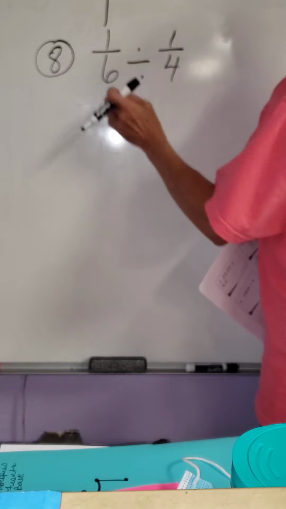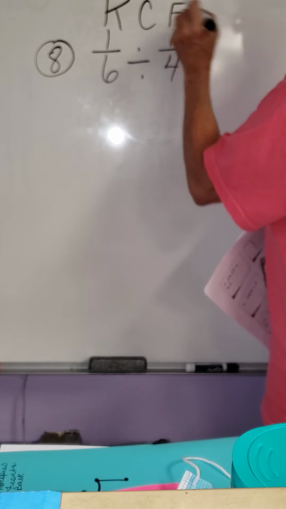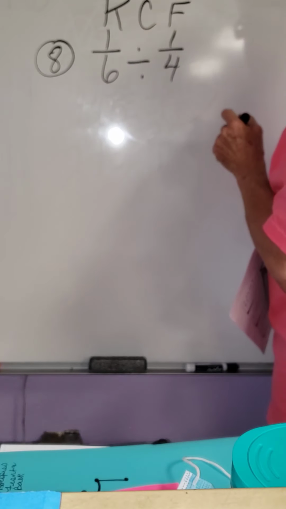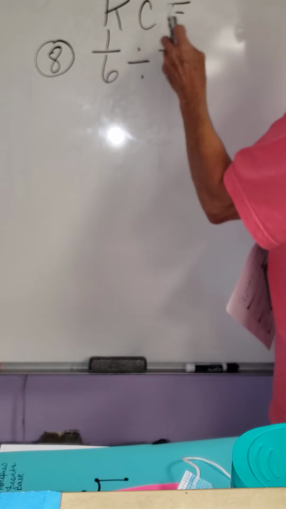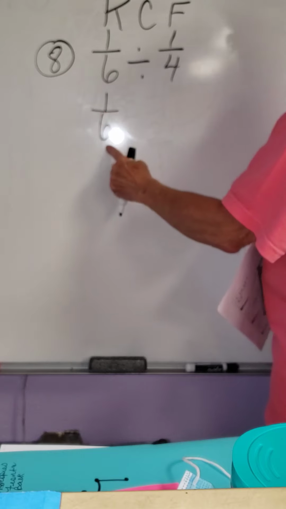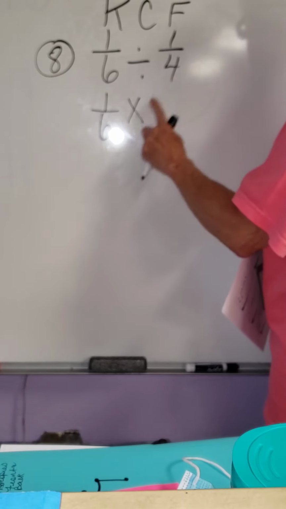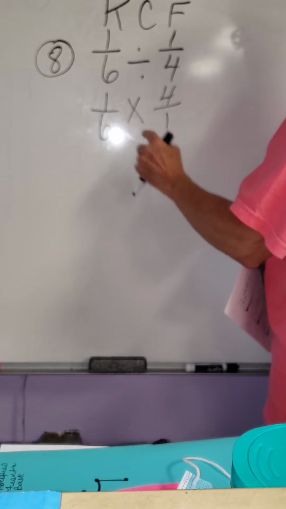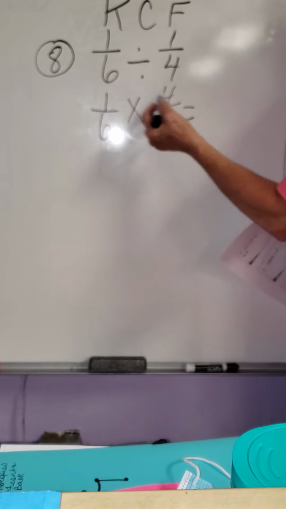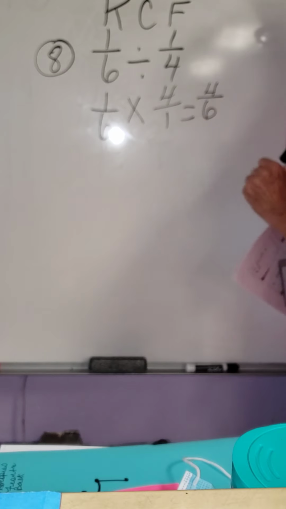And the rules are, remember, after you get this, then you do, does anybody remember what that stands for? It's not Kentucky Fried Chicken, even though it's backwards. It's keep, change, flip. Keep means the first fraction will always stay the same. Change it to times. Flip, 4 over 1. There is a shortcut, but we're not doing that just yet. So 1 times 4 is 4. 6 times 1 is 6.